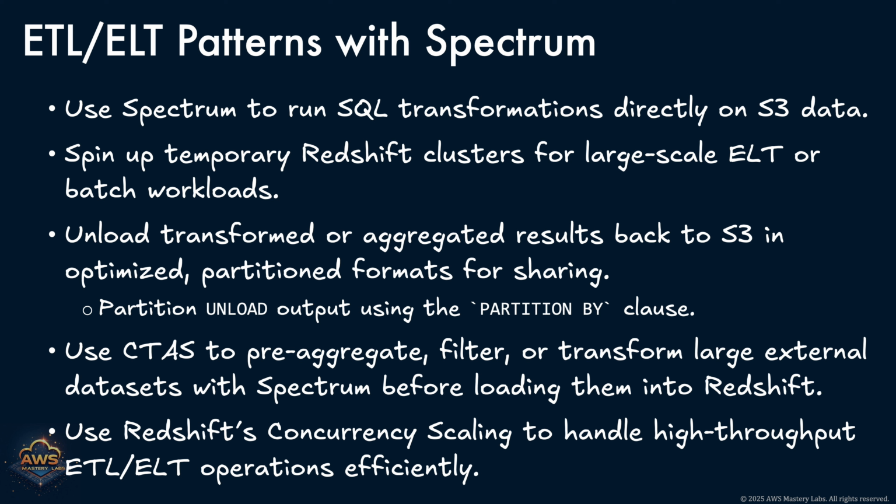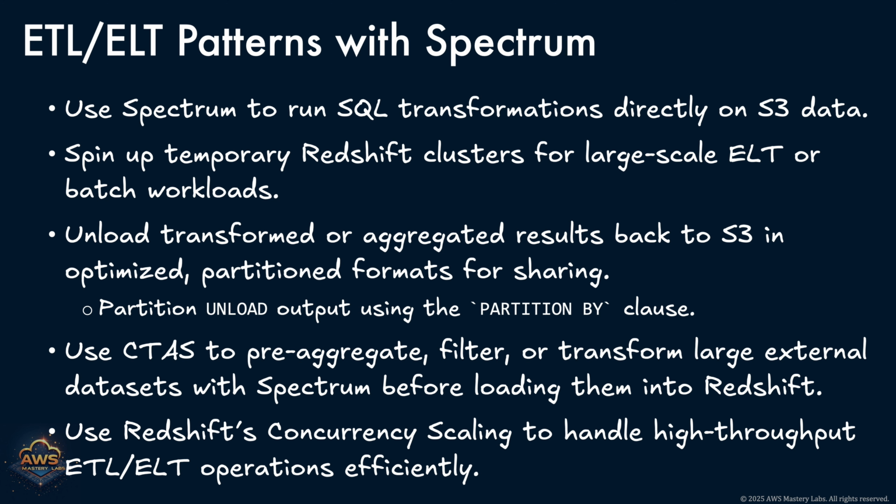A powerful pattern in these workflows is using CTAS, or CREATE TABLE AS SELECT. CTAS lets you pre-aggregate, filter, or reshape large external datasets, storing the results as new Redshift tables or optimized files in S3. For best performance, select distribution and sort keys that match your join and filter patterns, and store output in compressed, columnar formats like Parquet. Partition your CTAS output by frequently queried columns, such as date or region, to enable efficient partition pruning and speed up future queries.